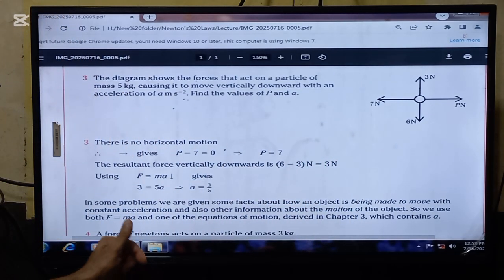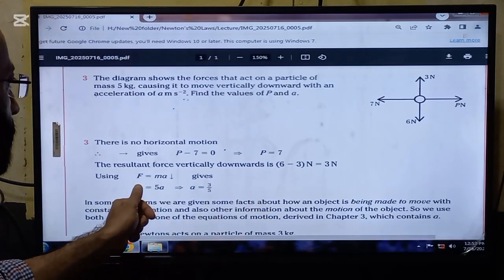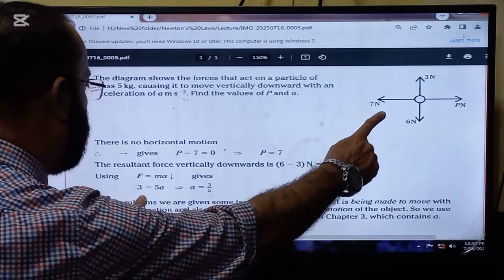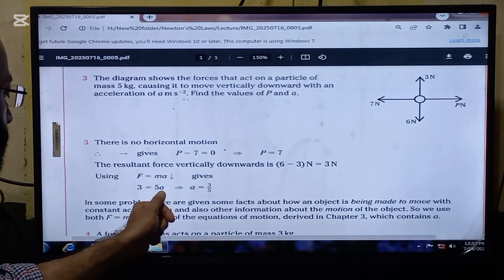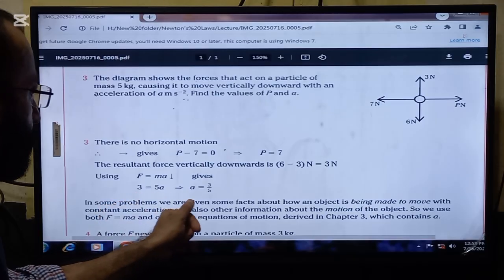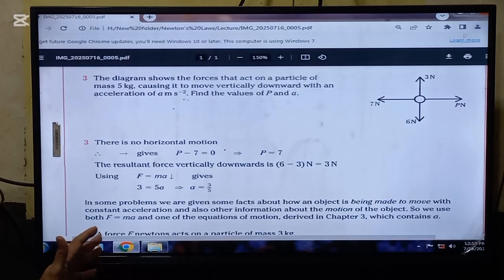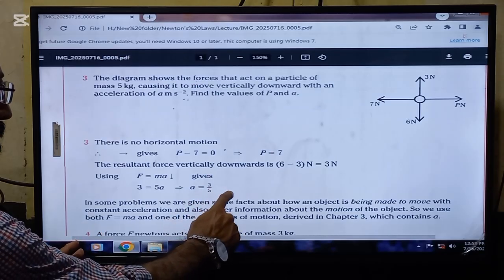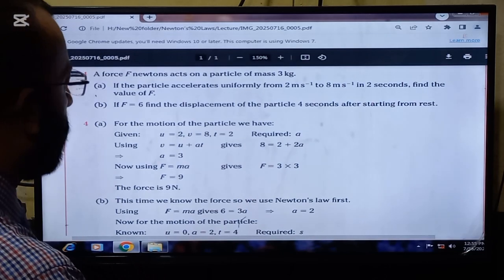Now you will use the formula, F is equal to ma, and F is 3 Newton and M is 5 kg and A is required. So this 5 will come to the denominator of the 3. So you will solve it on the calculator and you will get the answer, and the unit will be meter per second square.